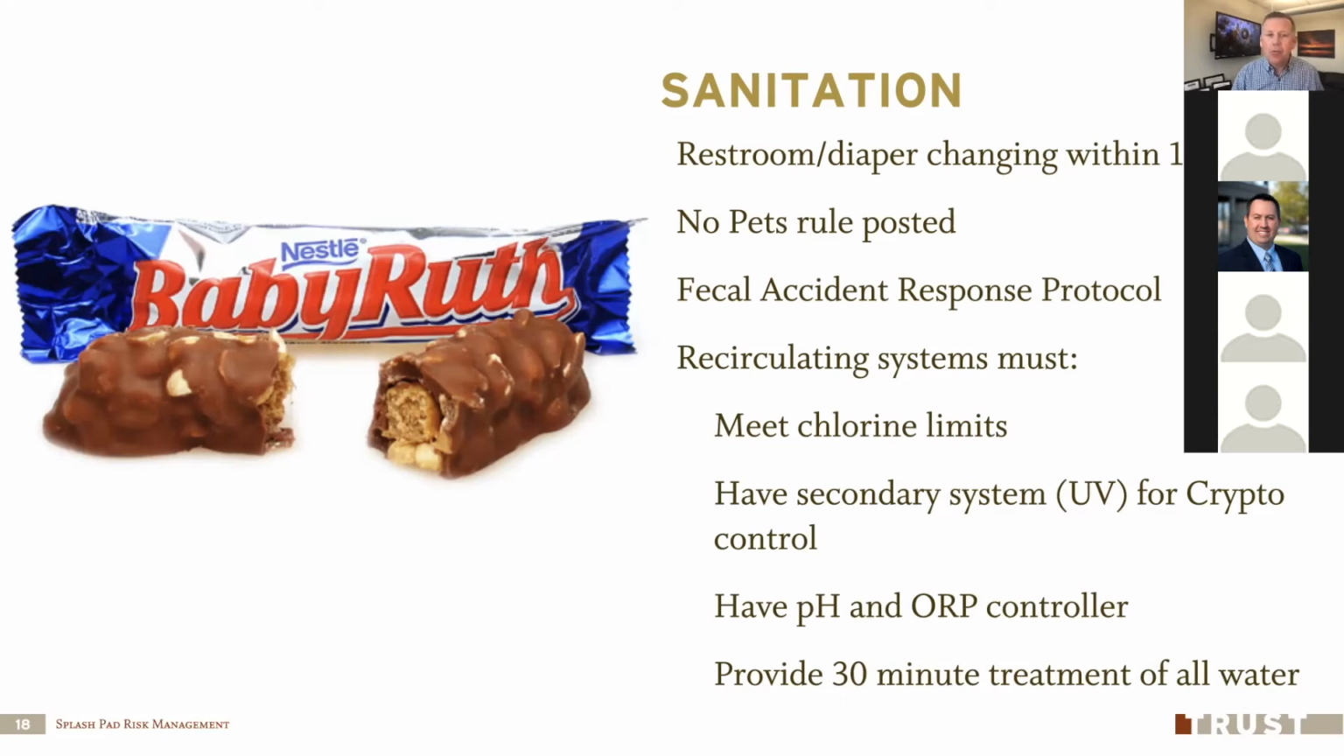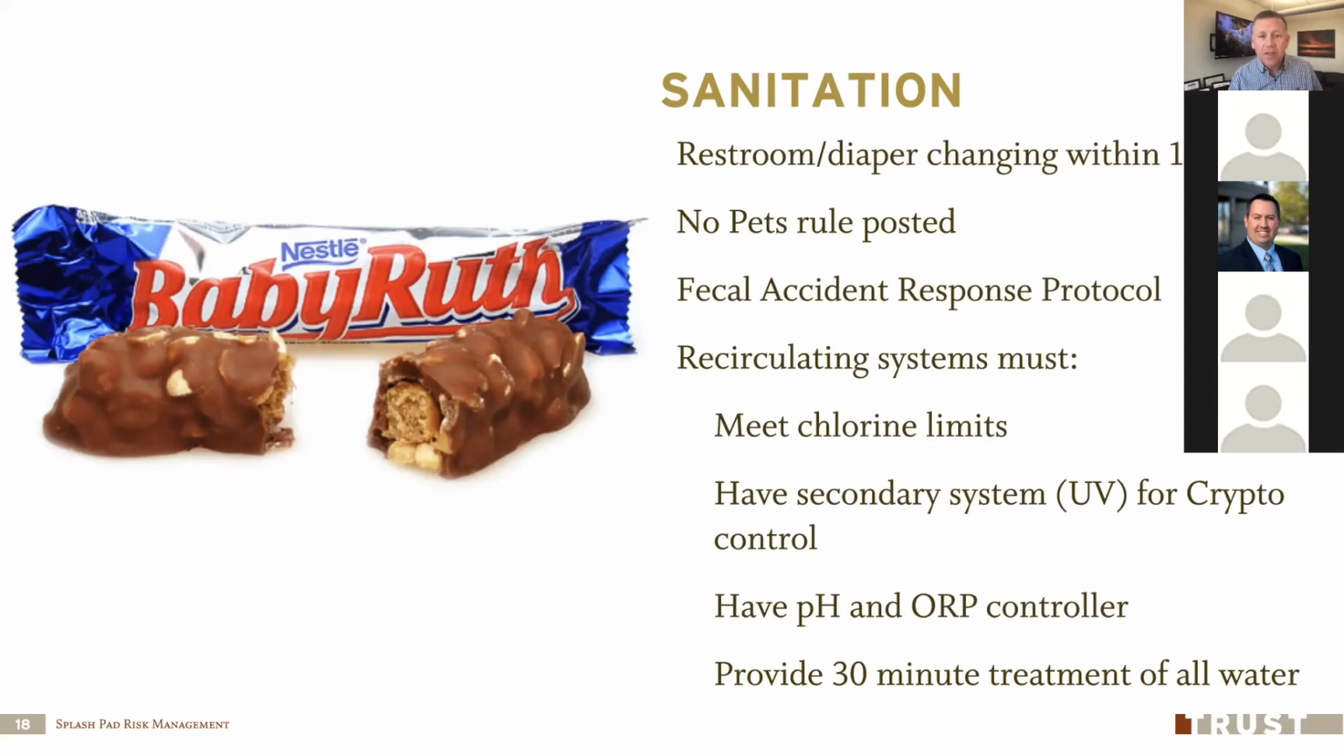Fecal accident response protocol. Well, this gets closer to a swimming pool, in that if somebody has an accident out there on the splash pad, we've got to know how to handle that. And so we want to have a written protocol in place and train all of our staff on how to respond to that if something like that happens.